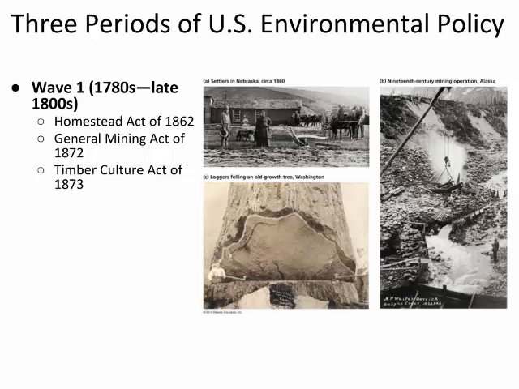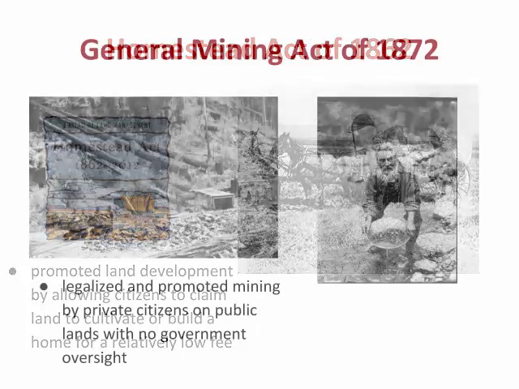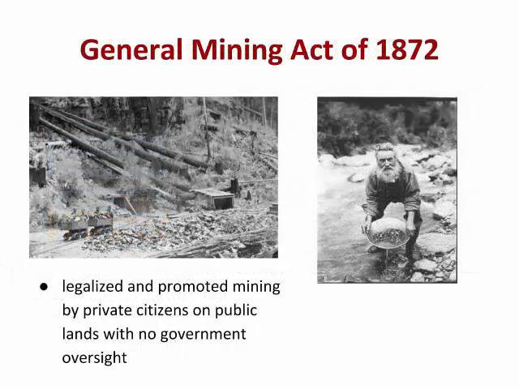The first phase was between the 1780s and the late 1800s, the same time that the U.S. was going through westward expansion. Key pieces of environmental legislation that were passed during this phase were the Homestead Act of 1862, which promoted land development by allowing citizens to claim land to cultivate or build a home for a relatively low fee. The General Mining Act of 1872, which legalized and promoted mining by private citizens on public lands with no government oversight.